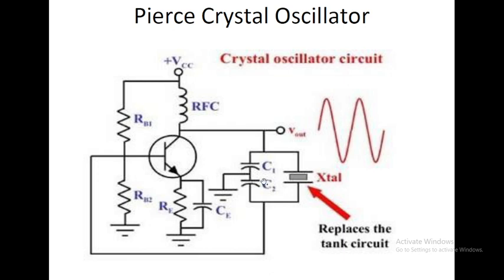Yes, and these two capacitors C1, C2 are needed in the tank circuit along with the inductors used in the Colpitts oscillator, but here we are using a crystal. So that is called a quartz crystal oscillator. Now we are going to see the working principle of the quartz crystal oscillator.